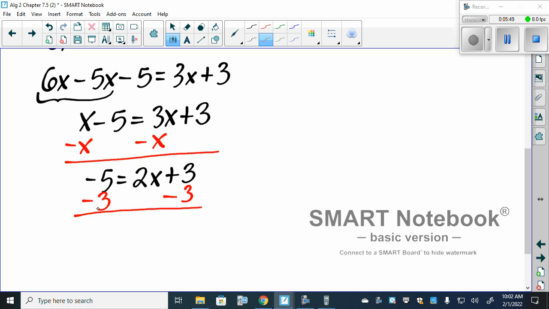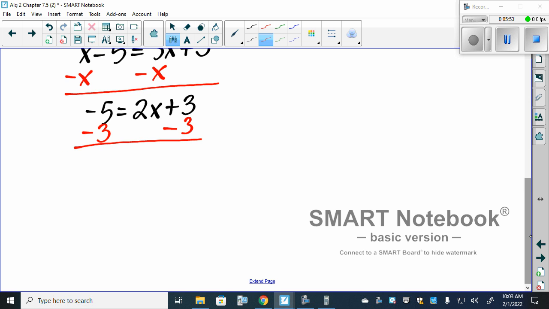Subtract 3, which will tell us that 8 is equal to... and last but not least, we would divide by 2, telling us that x is equal to negative 4.